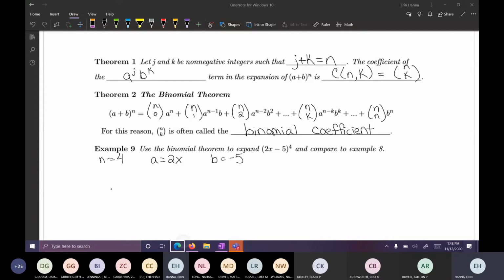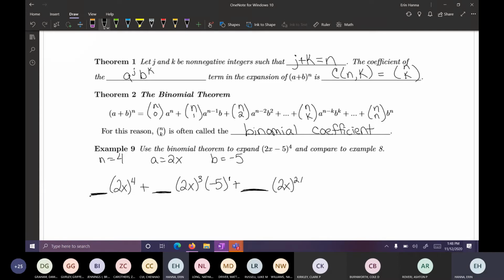So I need to start with a to the n, so essentially 2x to the 4th. And again, I'm missing the coefficient in the front. I'm going to come back to that in a minute. And then we take that power and reduce it by 1, and we add in one of the b's. And then we keep bringing the power of the a term down and the power of the b term up until we reach 4 for the b term.